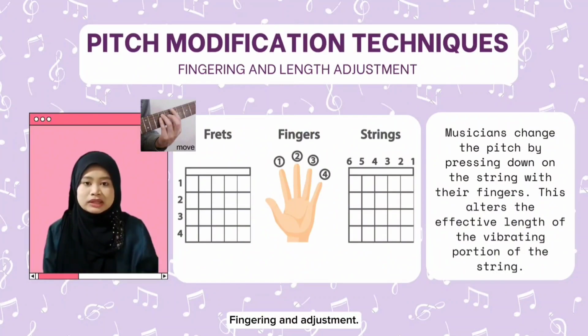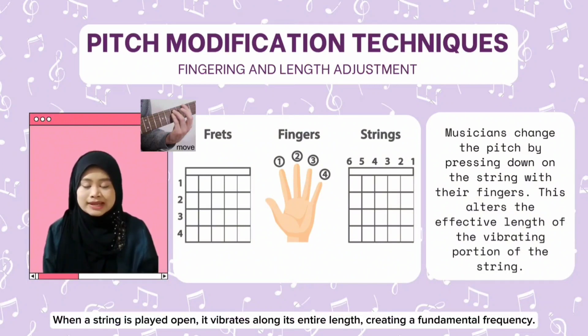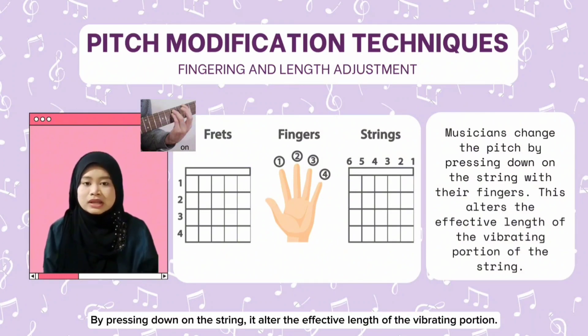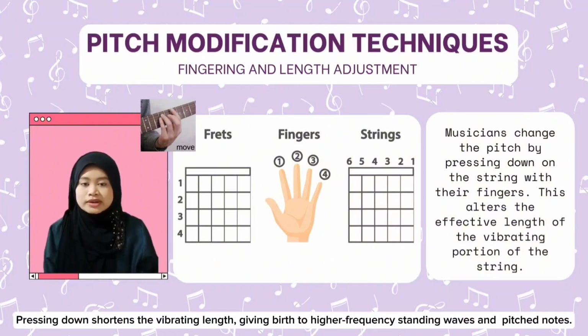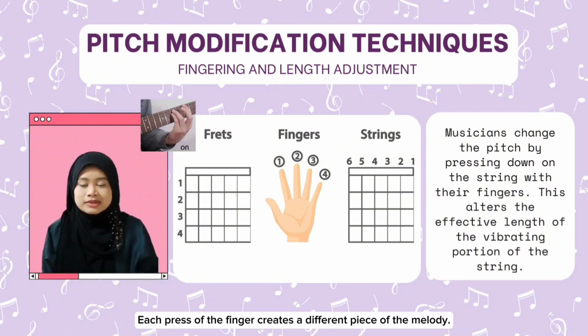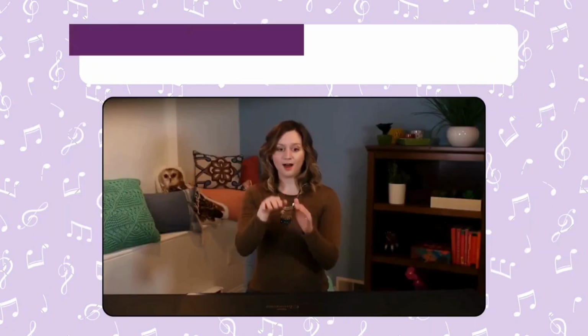Fingering and adjustment. When a string is played open, it vibrates along its entire length, creating a fundamental frequency. By pressing down on the string, it alters the effective length of the vibrating portion. Pressing down shortens the vibrating length, giving birth to higher frequency standing waves and higher pitched notes. Each press of the finger creates a different piece of the melody.